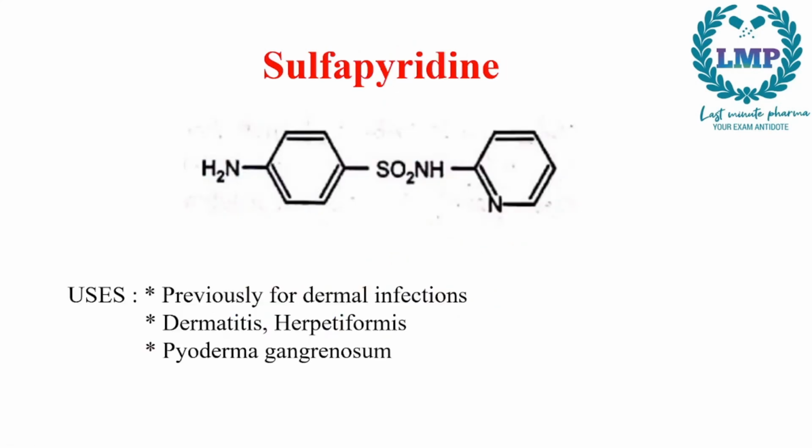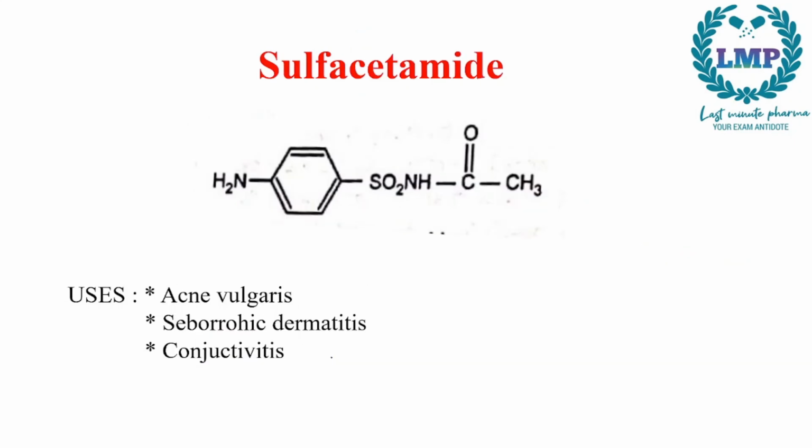Next we have sulfapyridine. So for sulfapyridine, we will draw sulfa and a pyridine group. So we will have the basic ring structure, S double bond O, and H, and then a benzene ring. With this we have an N right here. So this is our sulfapyridine. Sulfapyridine was used previously for dermal infections. It's also used for dermatitis herpetiformis and pyoderma gangrenosum.